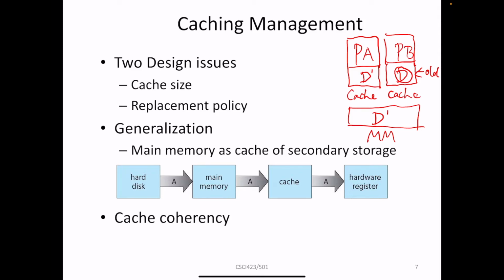Therefore, from this example, we can see that when one processor updates the data, the updated data needs to be made known to all the processors, in order to avoid the cache coherency problem.